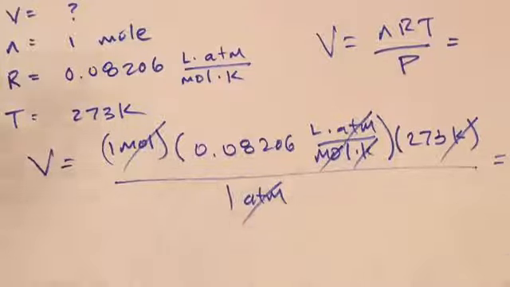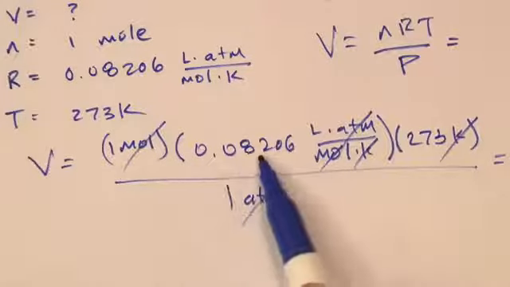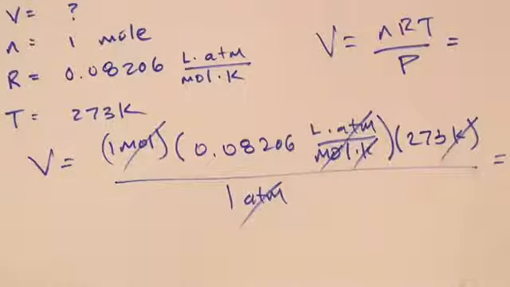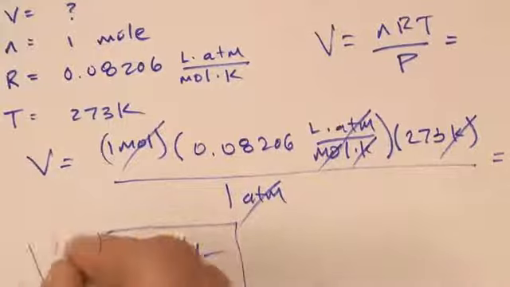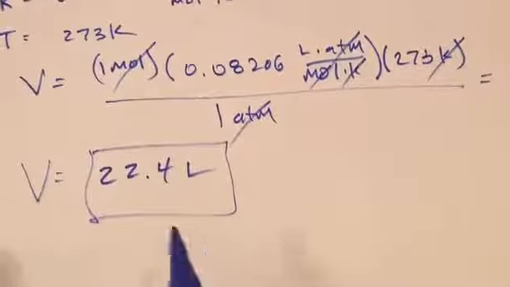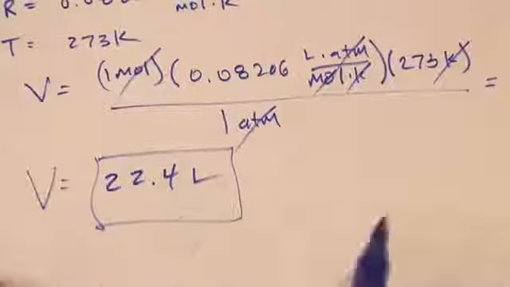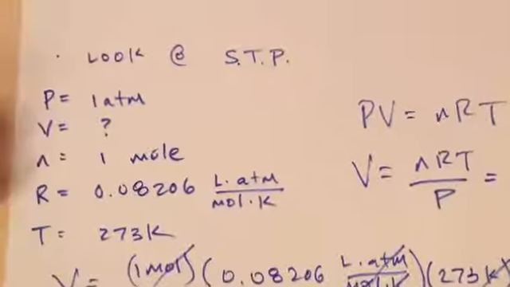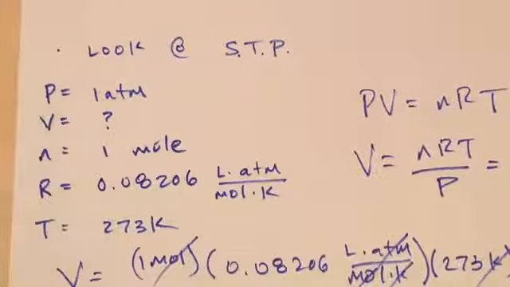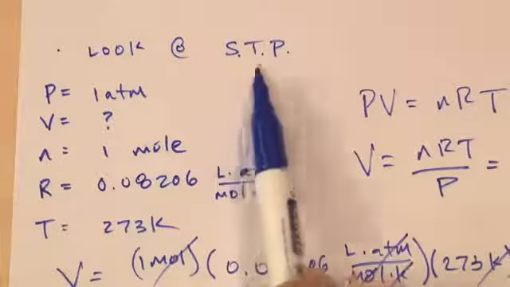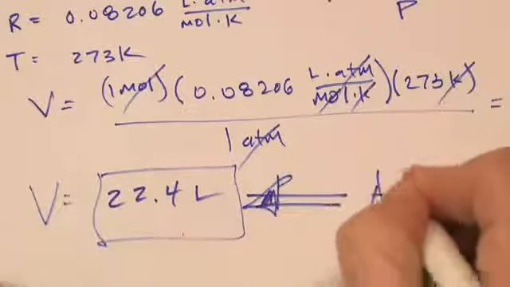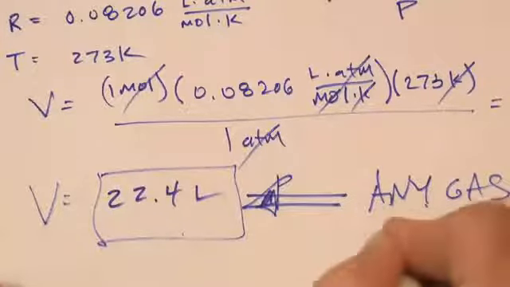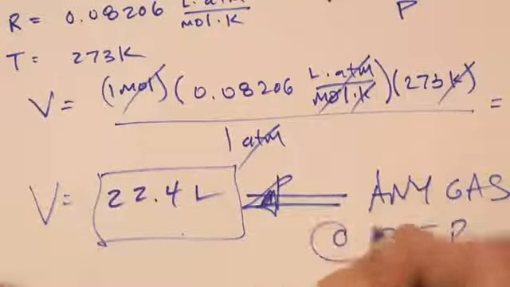You can see that the ones end up canceling out, and if you take 0.08206 times 273, you end up with a number pretty close to 22.4. This is known as the molar volume. And notice in this problem, we didn't identify what kind of gas it was, whether it was nitrogen, hydrogen, helium, neon. We just said that it was a gas at standard temperature and pressure, which means that this molar volume right here holds true for any gas as long as it's at standard temperature and pressure.